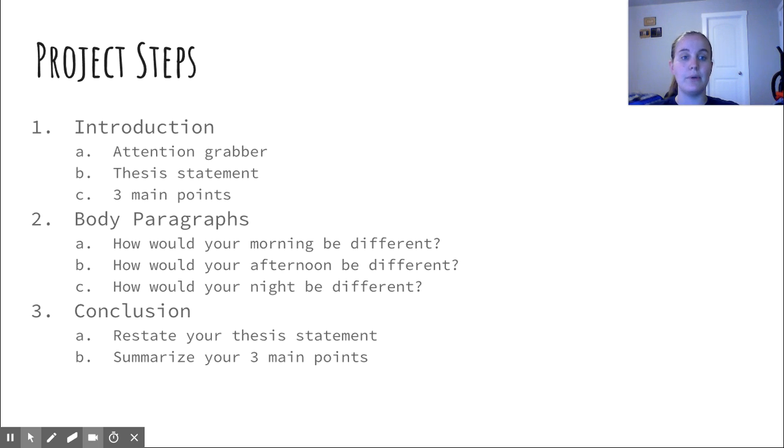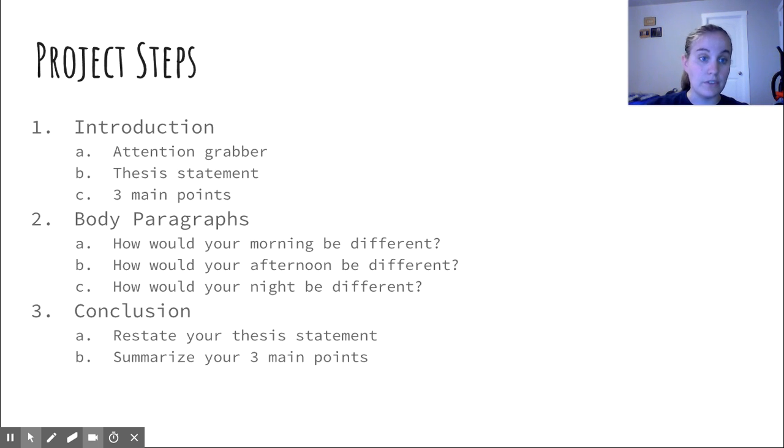And then you're going to go into your body paragraphs. You can set this up how you want, but I think the easiest way to make sure you hit the points that you need and to give different examples is to talk about throughout the day. So have a first body paragraph talking about how your morning would be different. Think of your morning routine. What would change about your morning routine if you woke up with that disability or that change?